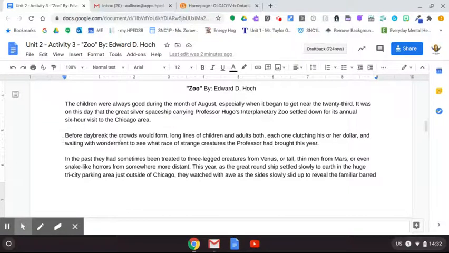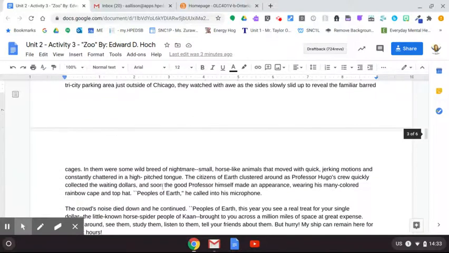Before day breaks, the crowds would form, long lines of children and adults both, each one clutching his or her dollar and waiting with wonderment to see what race of strange creatures the professor had brought this year. In the past, they had sometimes been treated to 3-legged creatures from Venus, or a tall, thin man from Mars, or even snake-like horrors from somewhere more distant. This year, as the great round ship settled down to Earth in the huge Tri-City parking lot just outside of Chicago, they watched in awe as the sides slowly slid up to reveal the familiar barred cages.